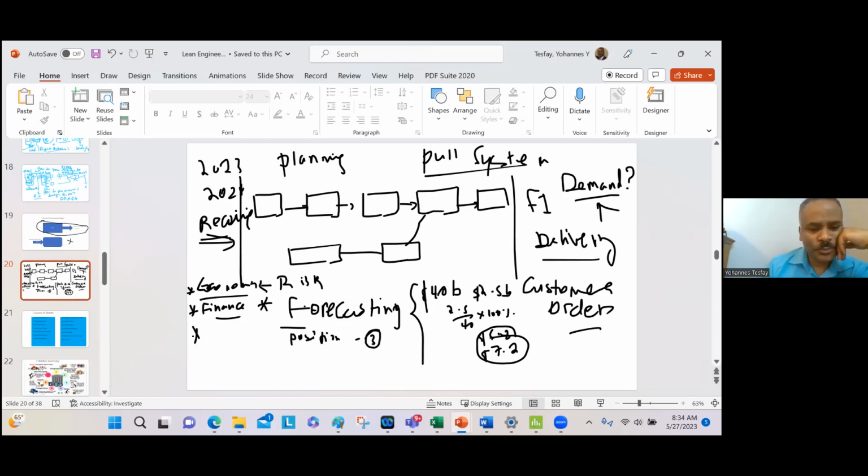The third thing you're going to do is product risk. Yes, product risk.